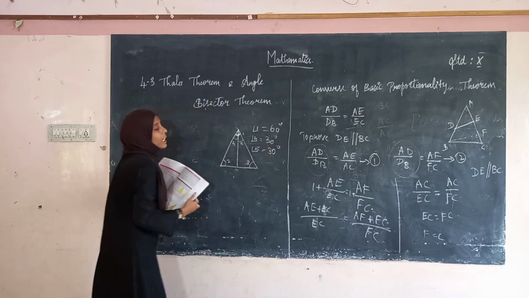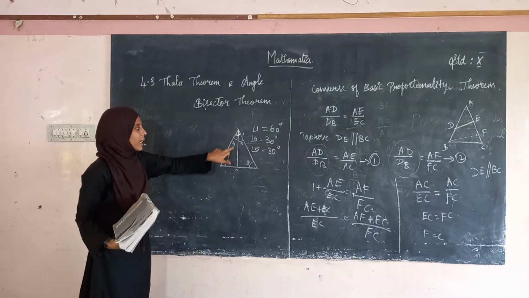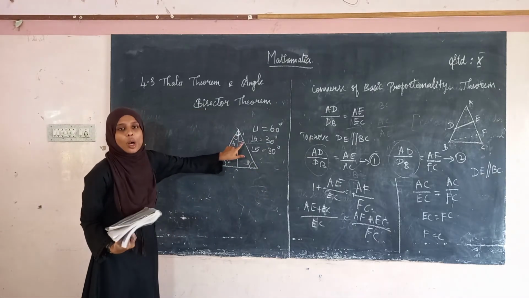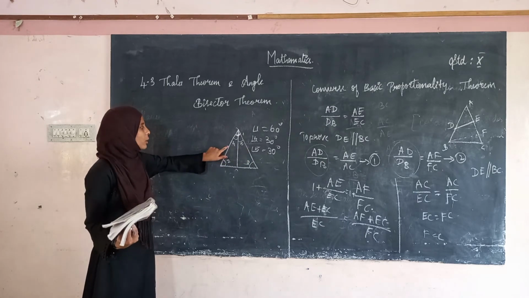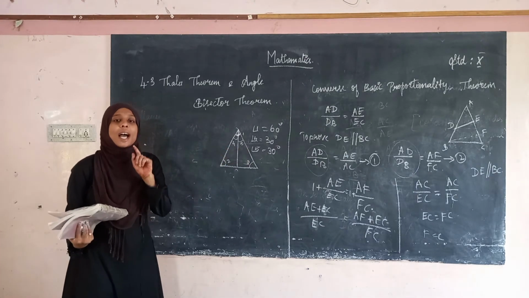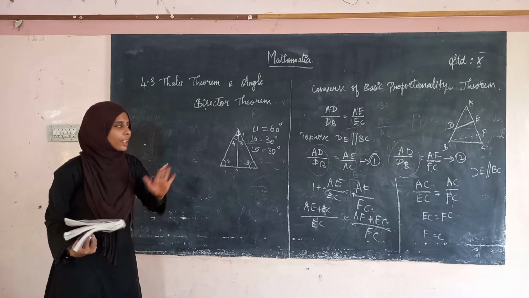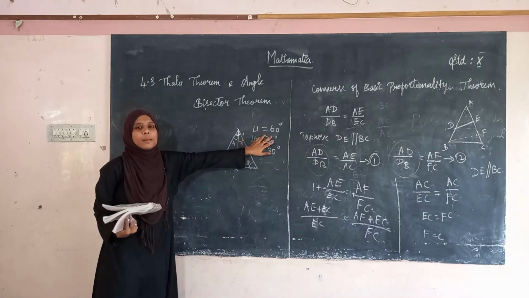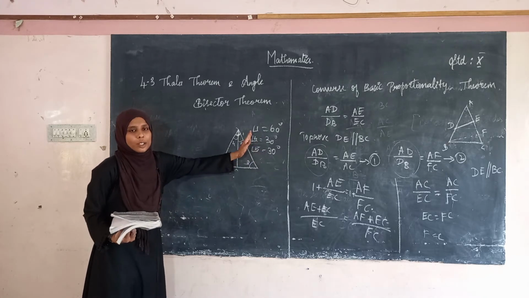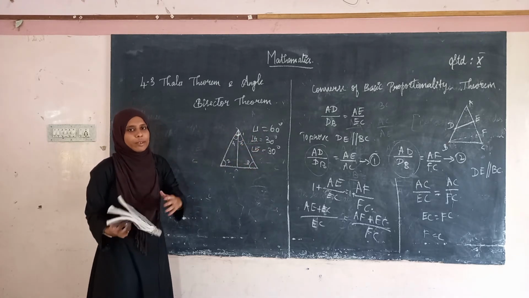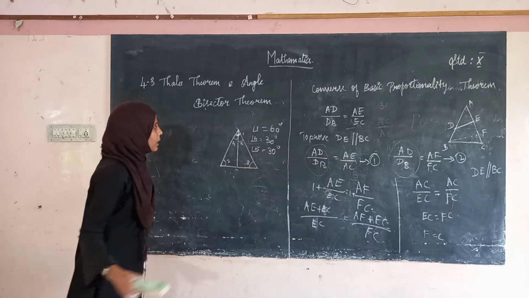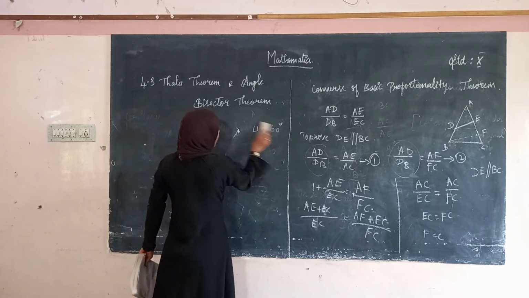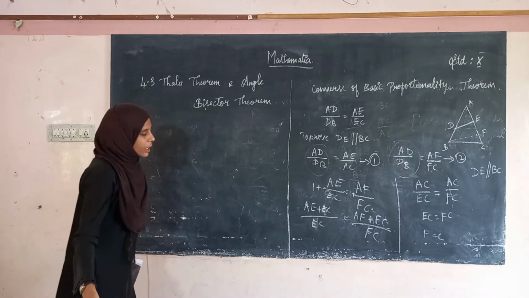That line which divides the angle equally, we can say that it is an angle bisector. An angle bisector is a line that divides an angle equally. If it is 90 degrees, the two angles it divides into will be 45 each, equally divided. That is the angle bisector. So using this we are going to prove the theorem here.